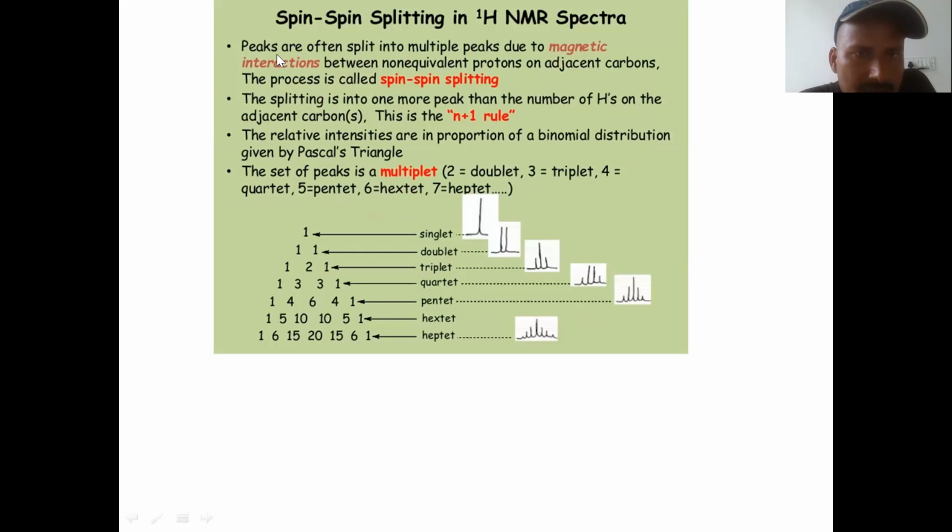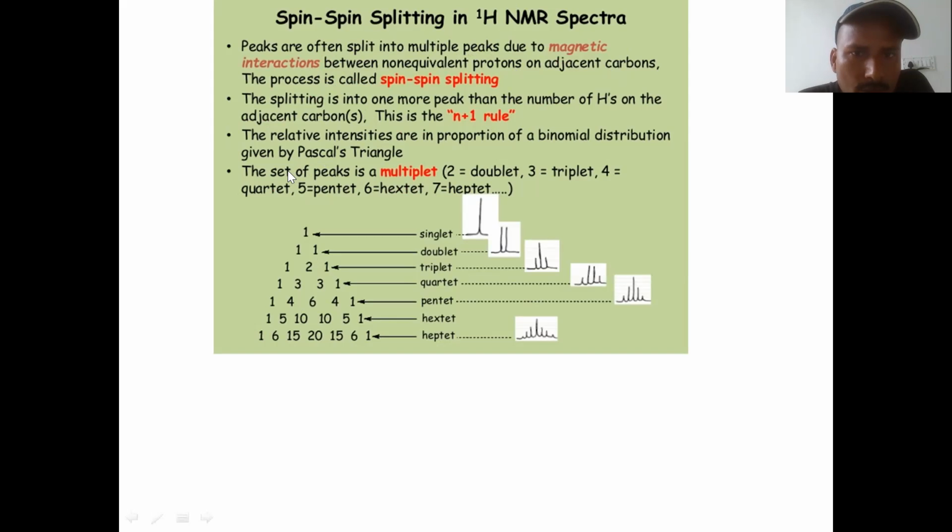First of all, there are some important points you should know. Peaks are often split into multiple peaks due to magnetic interaction between non-equivalent protons and adjacent protons, and the process is called spin splitting. This splitting occurs due to the non-equivalent protons present on the adjacent carbon. So magnetic interaction takes place between two non-equivalent protons and magnetic fields, so that's why they appear as a triplet or doublet or like that.